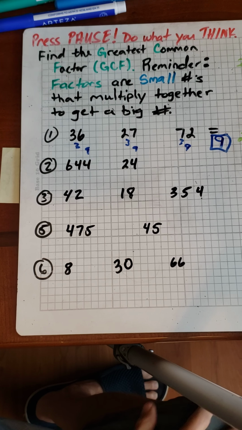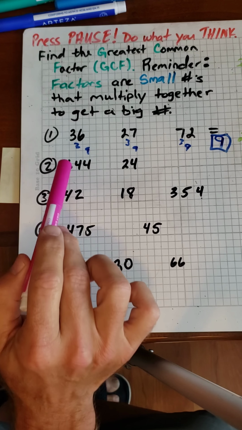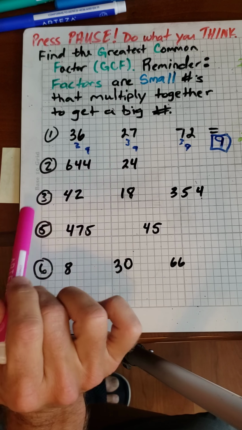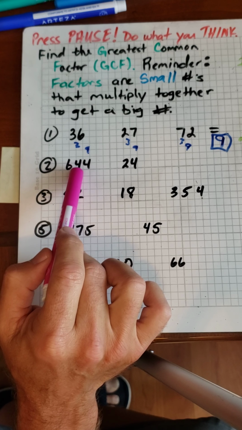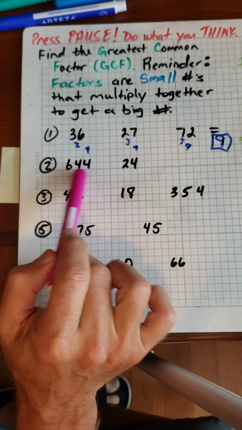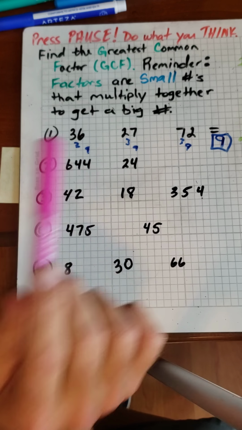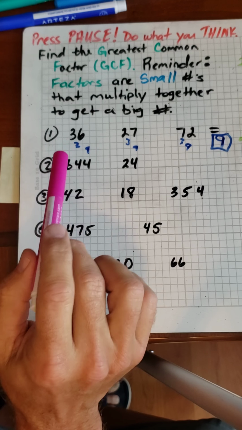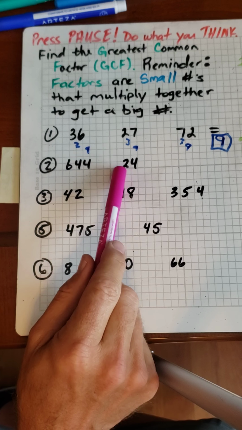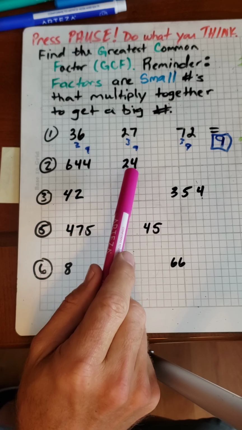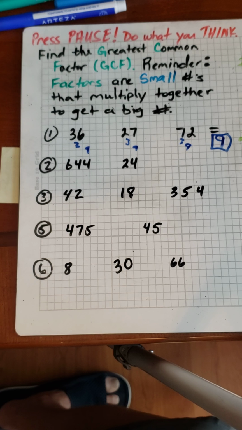And so I see, okay, 644. Well, it's even, right? And even, so 2 works. So I'm going to check 3, sum of the digits. 6 plus 4 is 10, plus 4 is 14. So that one doesn't work, all right? And that means 6 will not work. So then I look at 4 and the last 2 digits, 44, that works. 24, that seems to work, okay? So 4 works, so I can write that down.